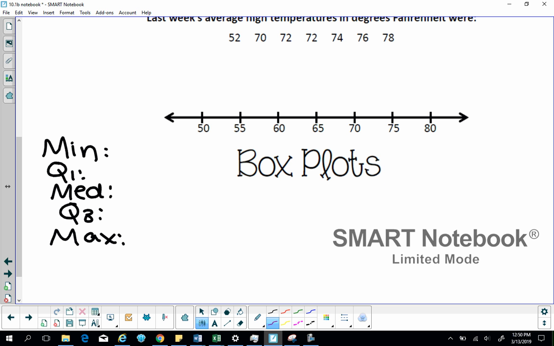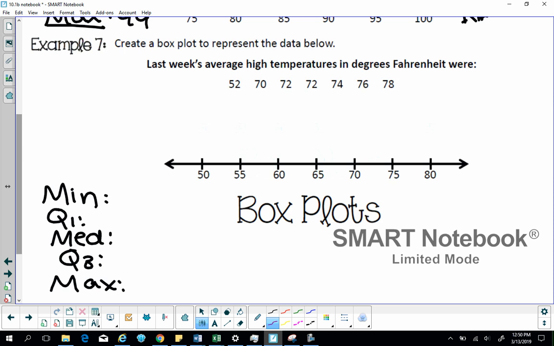So, you all got the minimum 52, right? Those are dots. So right there, 52 would be a dot. Those are the only 2 dots. And 78 was your max, and that was a dot. You guys got those too? Then what was your Q1 that you got? 70. Did everyone get that?